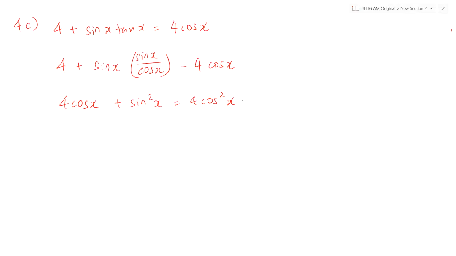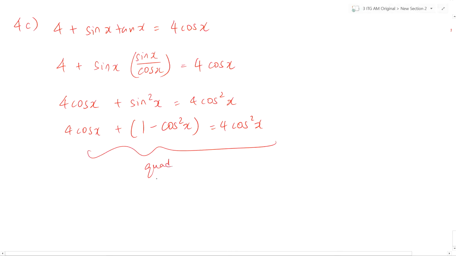Do I have sine x? Oh, change sine square x to become 1 minus cosine square x, equals 4 cosine square x. What kind of equation is this? Quadratic. And solve again, in terms of cosine x.